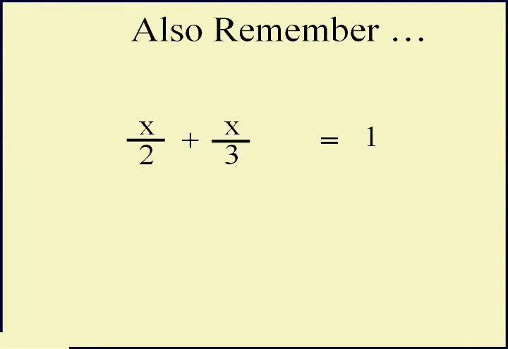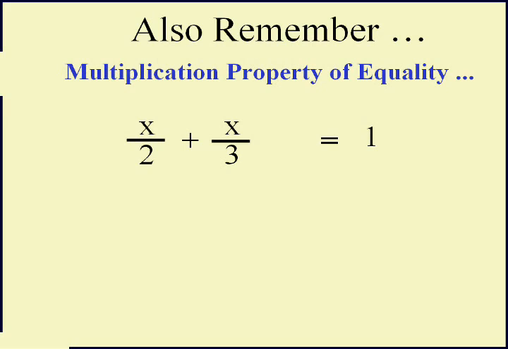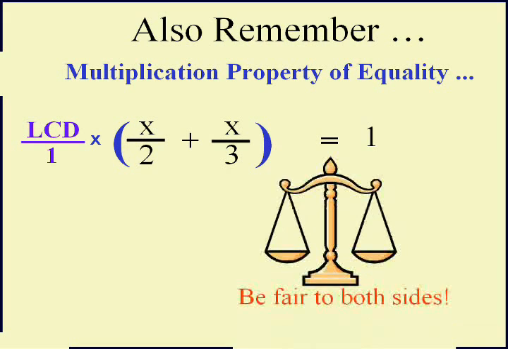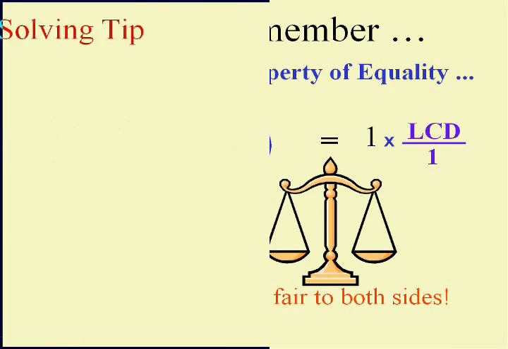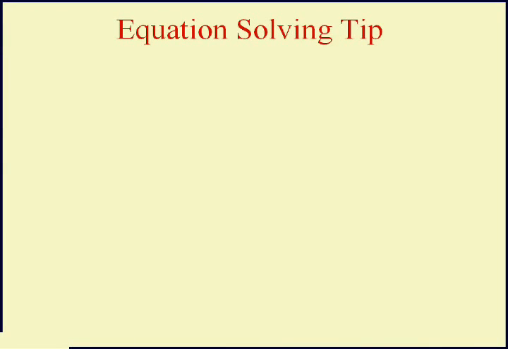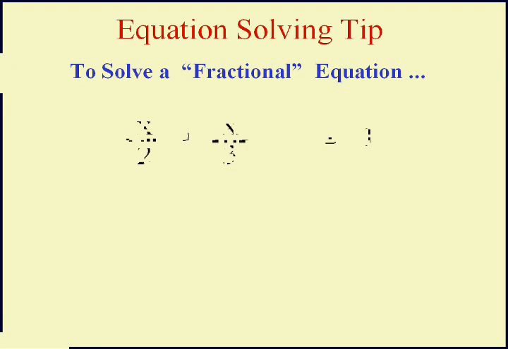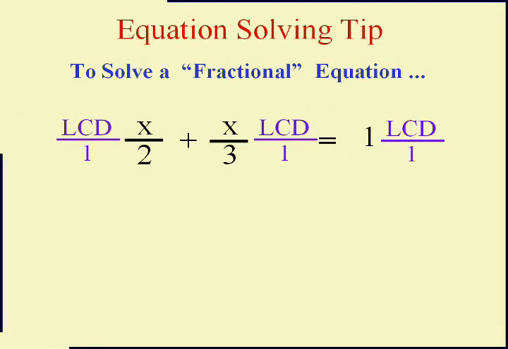For instance, in this problem, we multiplied everybody by the least common denominator. Now we did it on the left, so we have to do it on the right. Watch what happens. The LCD, or least common denominator, in this case, instead of LCD, we write what it is. It's 6, the least common denominator of 2 and 3.